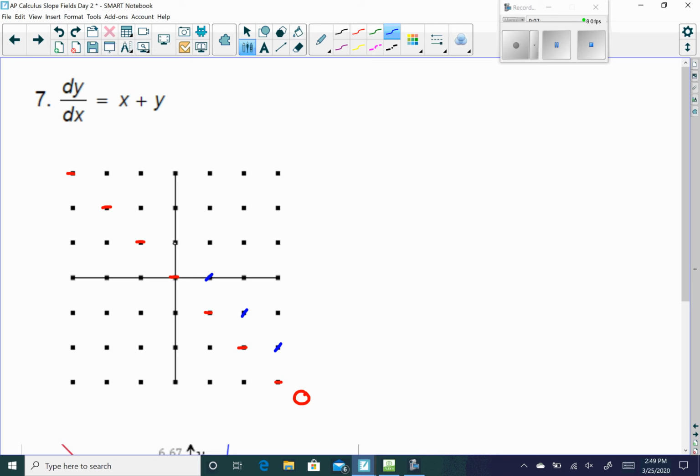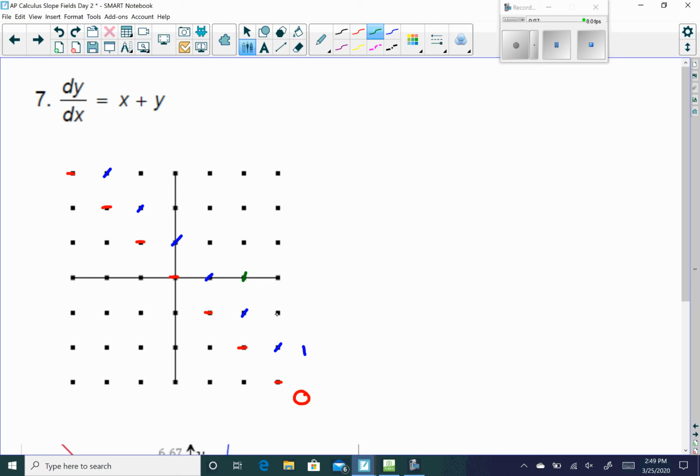At 0, 1, I'll have a slope of 1. At -1, 2, I'll have a slope of positive 1. And then at -2, 3, I'll have a slope of positive 1. So again, we always want to write out what our slopes are as well as drawing them in. At 2, 0, I'm going to be a little bit steeper. I'm going to have a slope of positive 2 here. Line it up with this point.